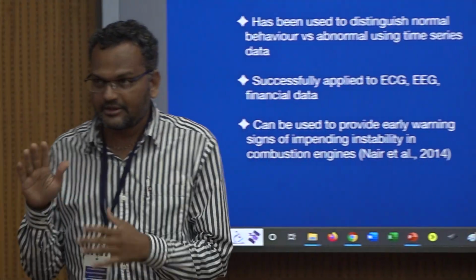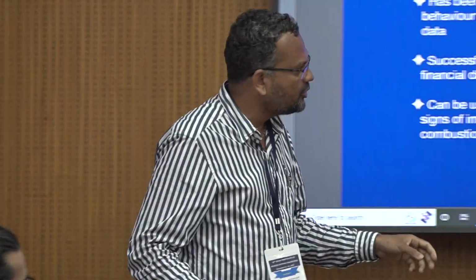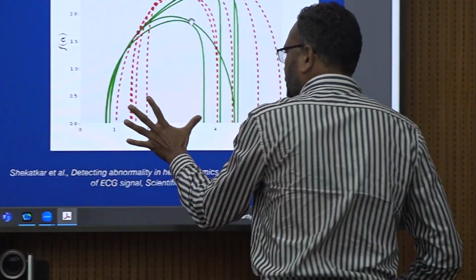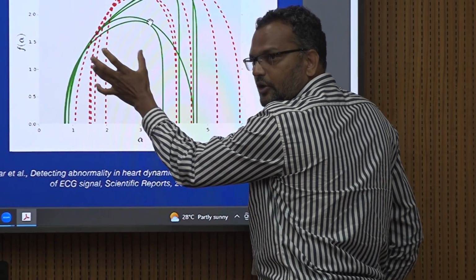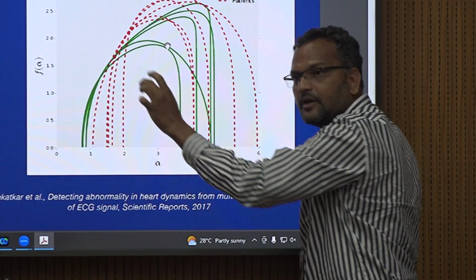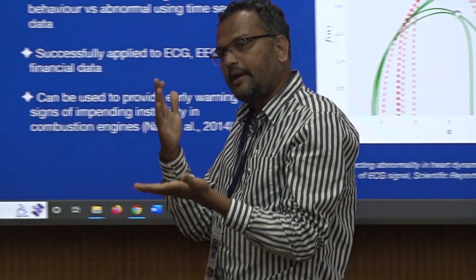If you plotted the same thing for a combustion engine as it is going towards instability, what you see is that the support gets shorter and collapses to a single point. So by looking at the support of the spectrum, you can get an idea of how far you are from the breakdown. And then you can pull the machines off. That's the reason why it's more important in process engineering.